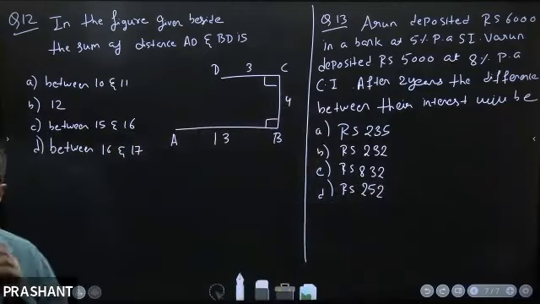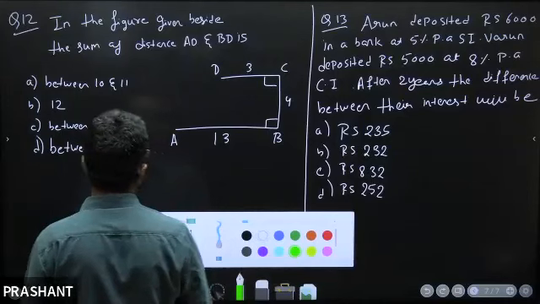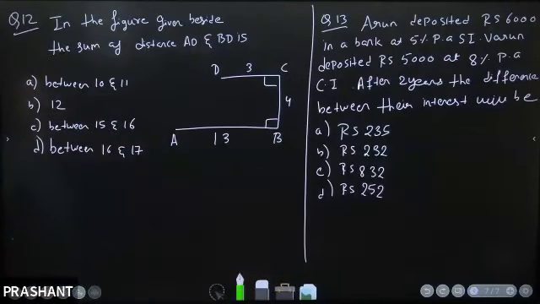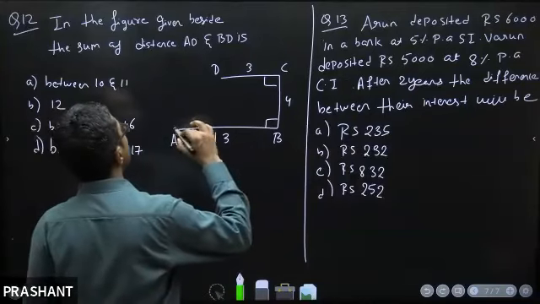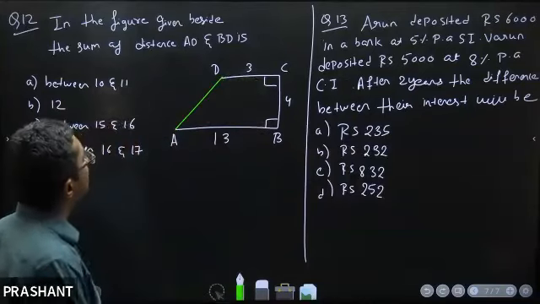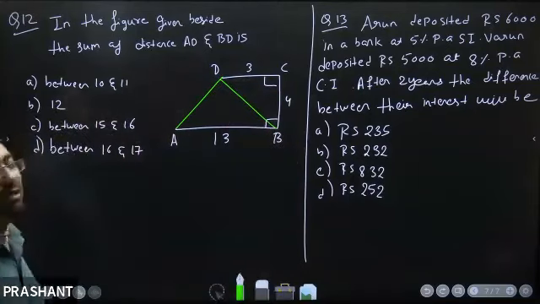Yes, tell me the answer. Okay, anyone else? Anyone else? अभी यहाँ पर हमें क्या बोला है? What we have been asked is to find out the sum of AD. So AD means this line, AD and BD. So BD is this one. We have been asked to find out the sum of these two lines, AD and BD.